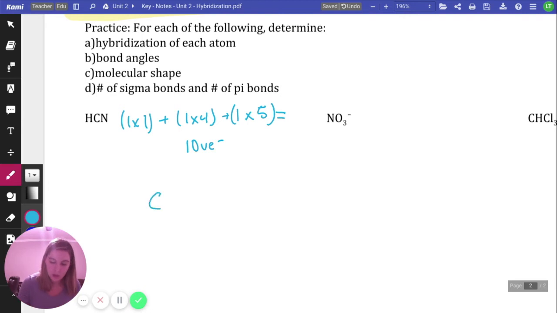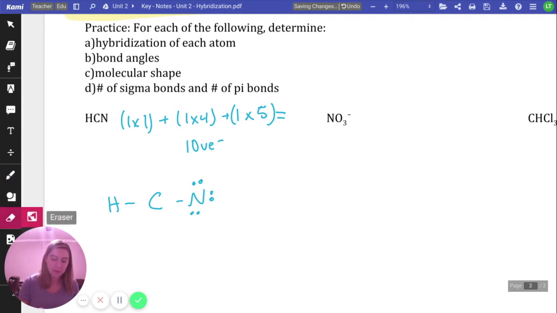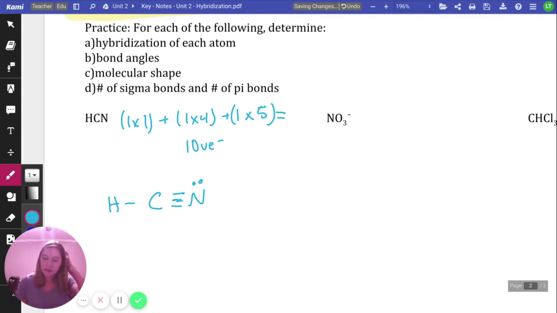All right, carbon goes in the center. It's bonded to hydrogen and nitrogen. At that point, I've used 4 electrons. I still have 6 more that I can use. So I have 2, 4, 6 around my nitrogen. The problem with that is that our carbon does not have a full octet. So I'm going to steal 2 pairs from my nitrogen and create a triple bond here. All right, so there we go.